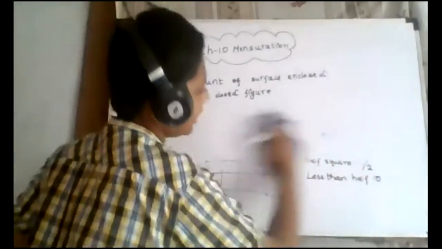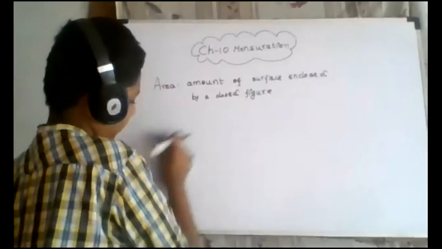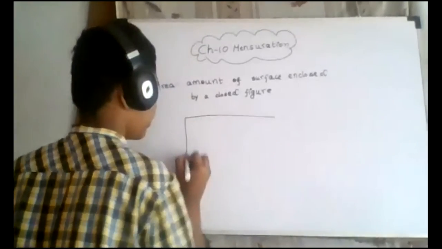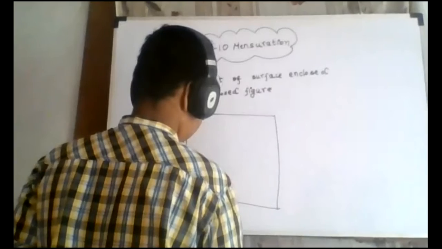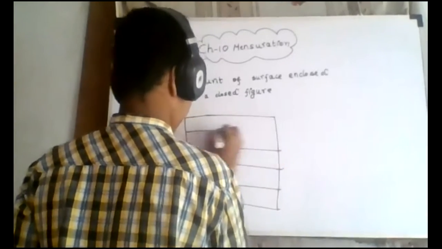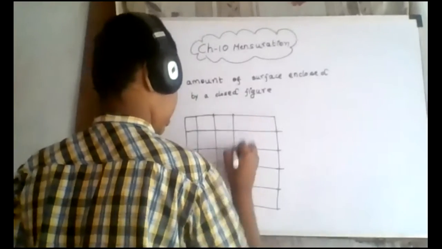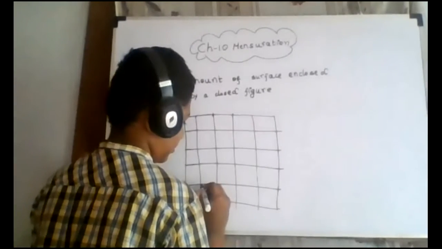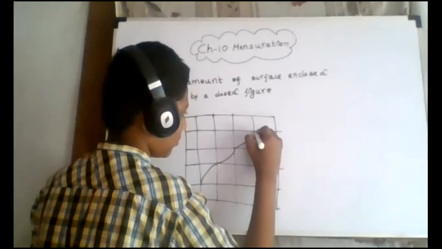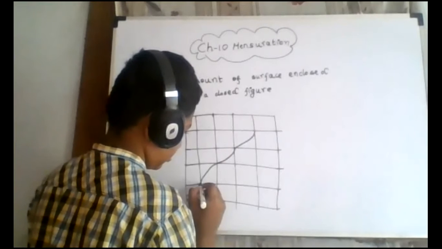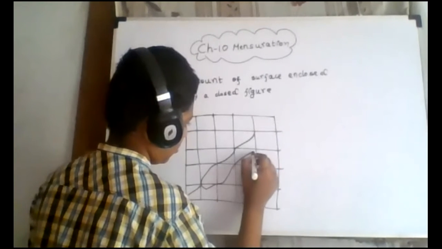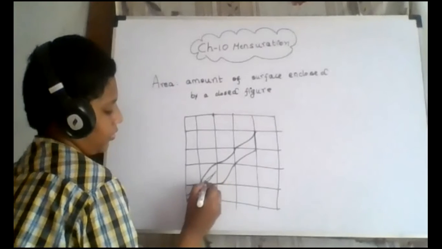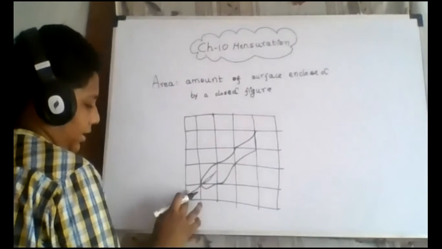Okay, one more figure, let us see, then you will understand it. Now the given figure is like this, like a leaf. So how do we find the area of this?